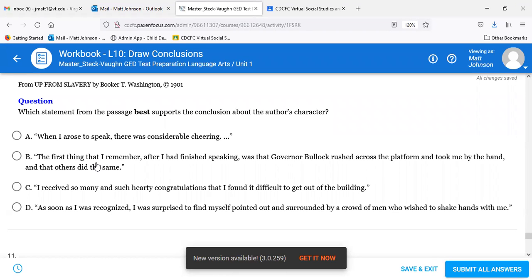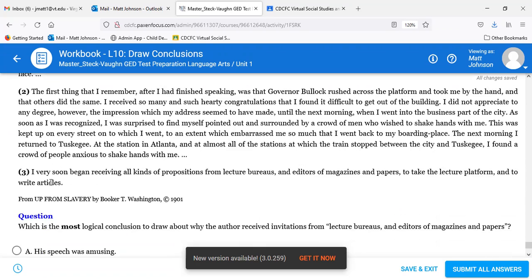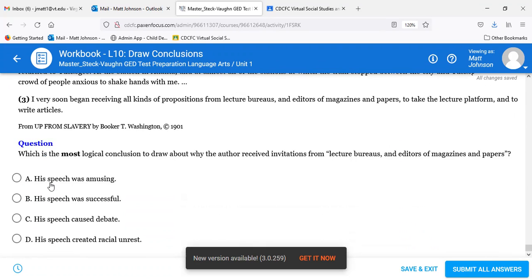So this ties in with the last question, right? What speaks about his personal character? D as in dog. As soon as I was recognized, right? Here's the operative word: I was surprised. Right? I was surprised to find myself pointed out, surrounded by a crowd of men. All right. D as in dog, and our last one for the day and the week.